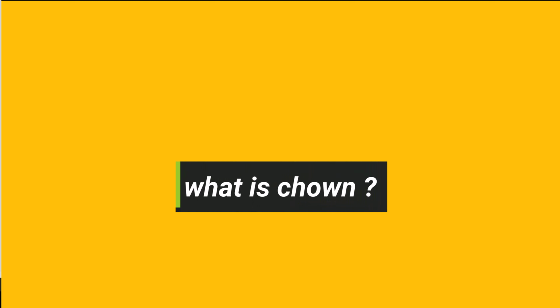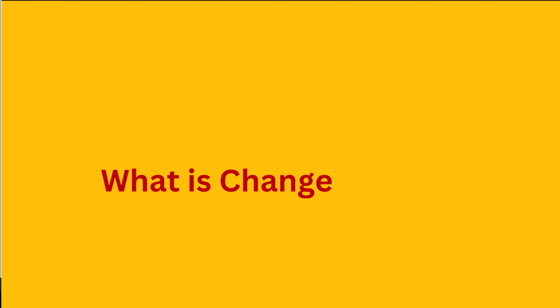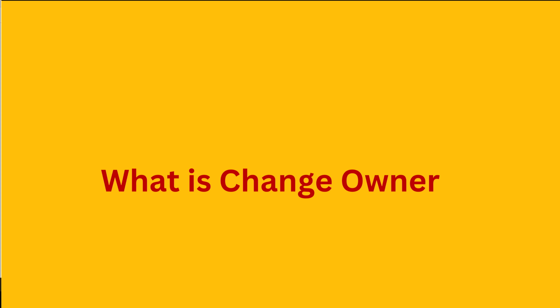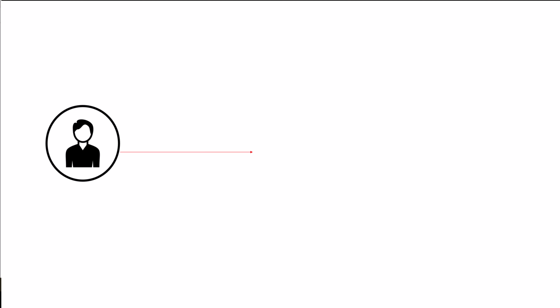What is chown? Chown, short for change owner, is a command used to change the ownership of files and directories. In Linux, every file and directory is owned by a user and a group. The chown command allows us to change this ownership, which is crucial for controlling access to files.